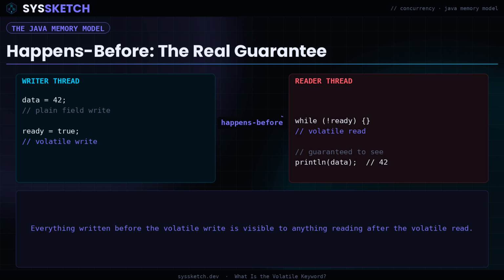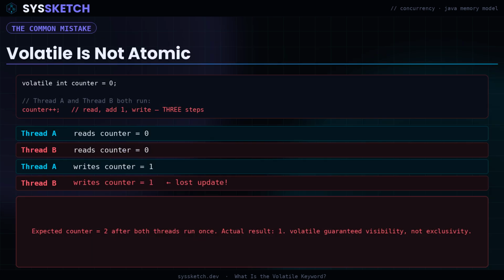Volatile gives you visibility. Does not give you atomicity. Take a shared counter declared as volatile int and have two threads both execute counter plus plus. That single line is actually 3 separate steps. Read the current value, add 1, write the new value back. Volatile guarantees each of those individual reads and writes goes through main memory correctly. It does nothing to stop two threads from interleaving those 3 steps.